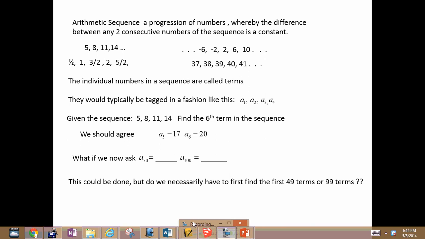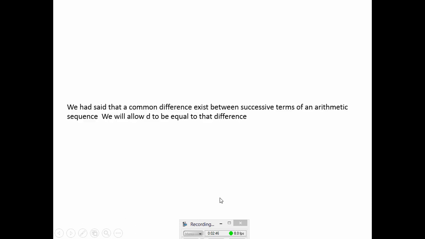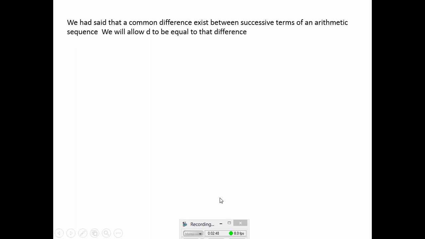So the question that I pose here is, can this be done? Can we find the 50th term without having to find all the 49 before it, or the 100th term without finding all the 99 terms before? So that's where we're going now, all right? So we're going to look at these arithmetic sequence numbers in general, okay?